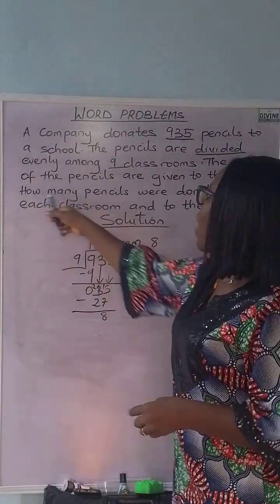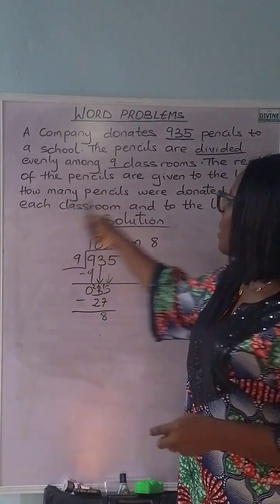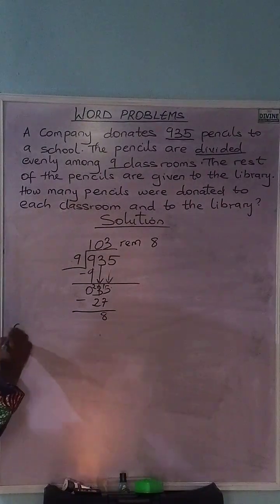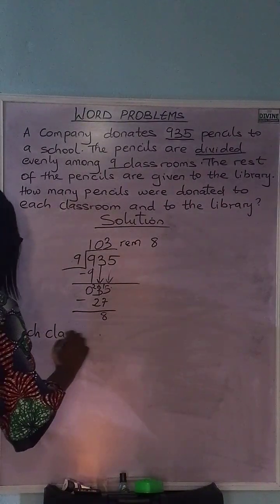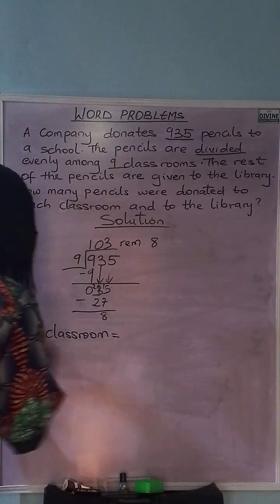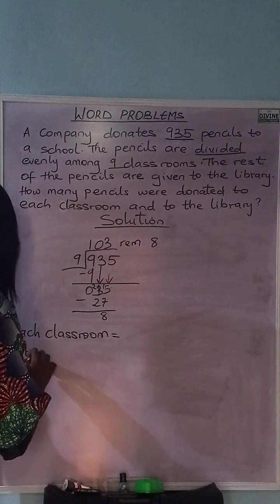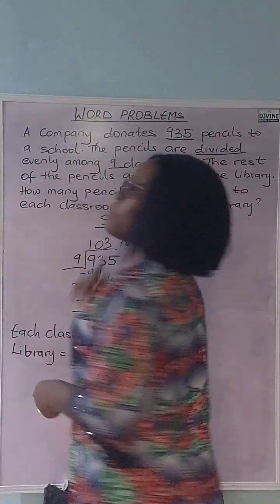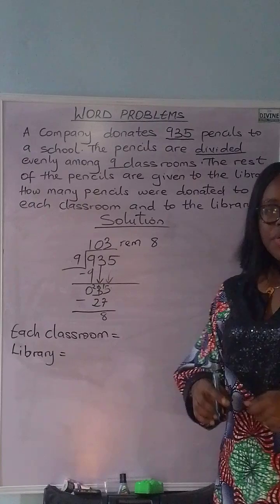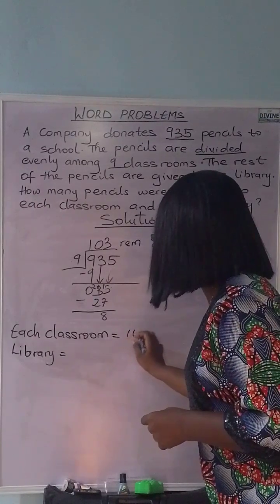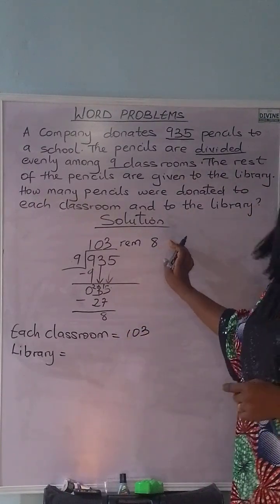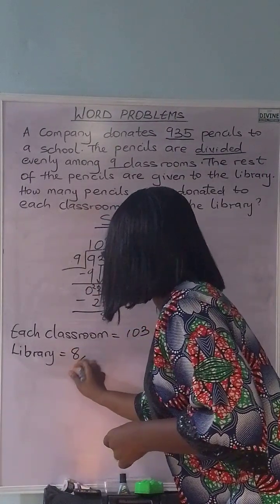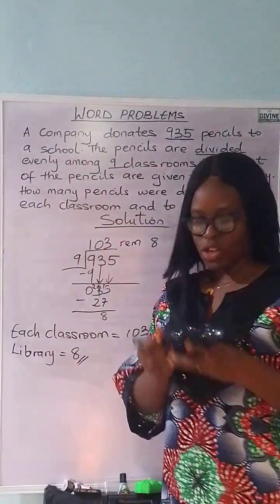Now the question says, how many pencils were donated to each classroom and to the library? They shared equally. That means each classroom and library. That means each classroom gets 103 pencils, while this remainder was given to the library, and the library got 8. That is the answer to this question.